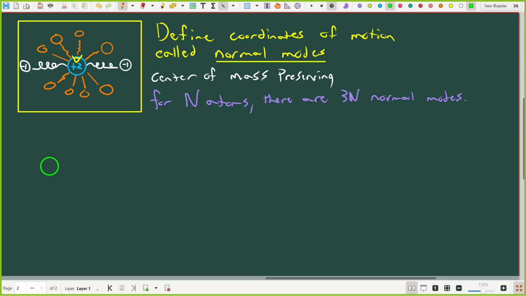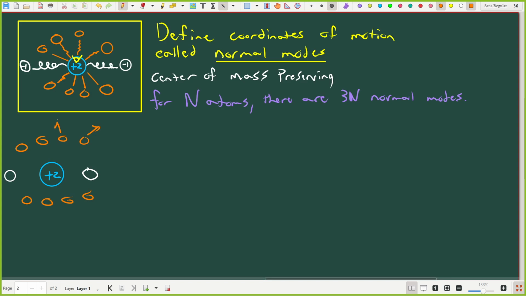So maybe let me keep these colors constant. Right. So one motion that can happen is that, and I'm just going to roughly sketch this now, relative to the cation in the middle, all of the atoms move away equally. Right? So I can draw this one moving away, this one moving away, this one moving away. They can all move away.